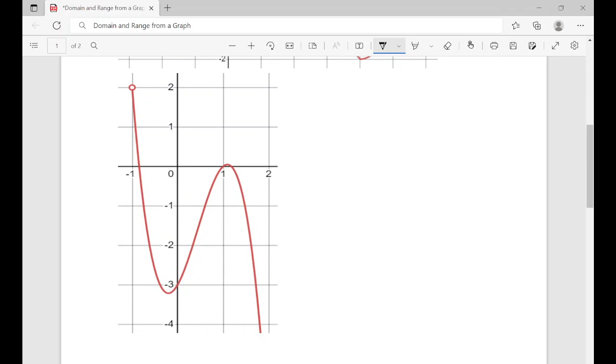Here we have this function. Kind of looks weird, but it's okay. So we're going to find the domain. So we're looking at this and I see that the leftmost x value here is over at -1. So it's -1, but it's an open circle instead of a filled in circle. So that means this gets a parentheses.